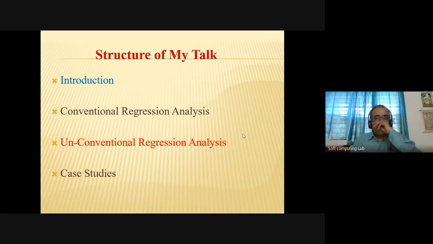Now this is the structure of my talk. First, I'll give a brief introduction to the problem of input-output modeling. Then I'll concentrate on the conventional regression analysis, how to establish the input-output relationship using some conventional statistical method. And I'll try to find out its advantages and disadvantages. Then I'll switch over to unconventional or non-conventional regression analysis using the concept of fuzzy logic and neural networks. And some case studies will be discussed.